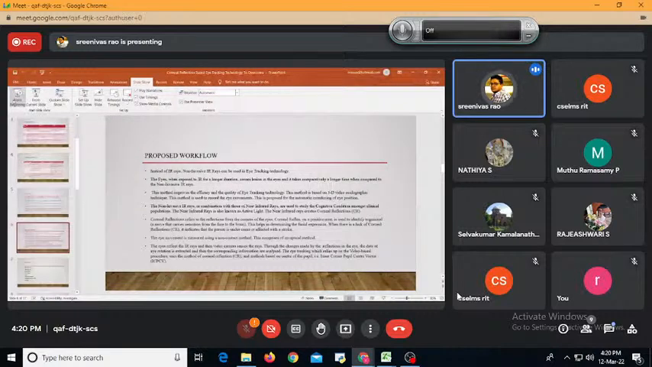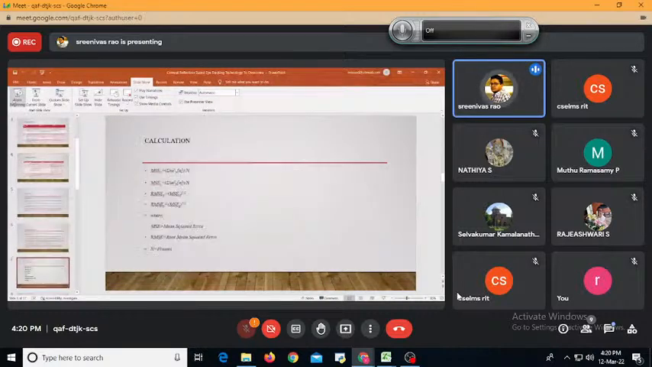And this is the calculation, MSEX. MSEX is the mean squared error of the x-axis, and RMSEY is the root mean squared error of the y-axis, and capital N stands for the number of frames.